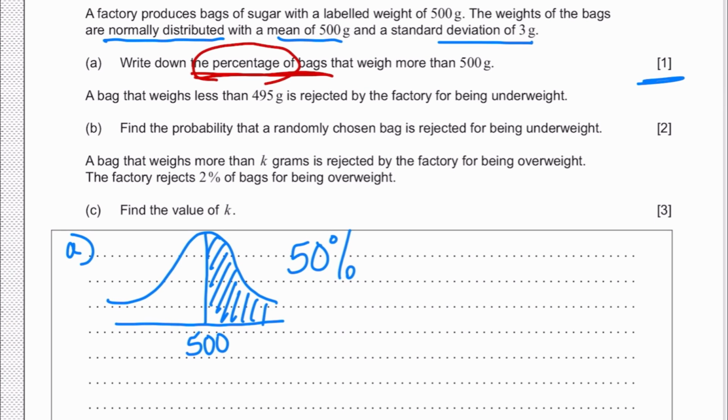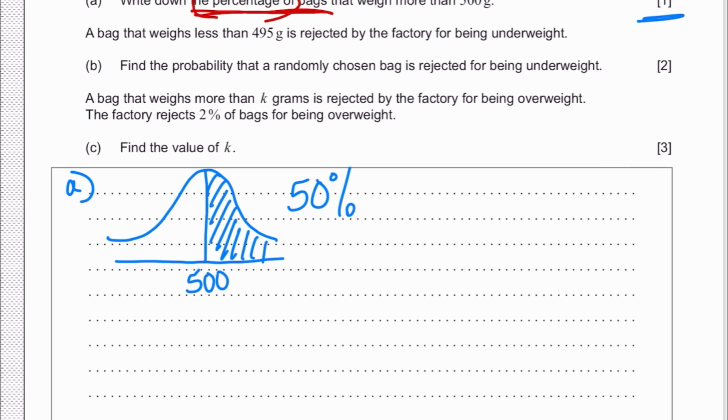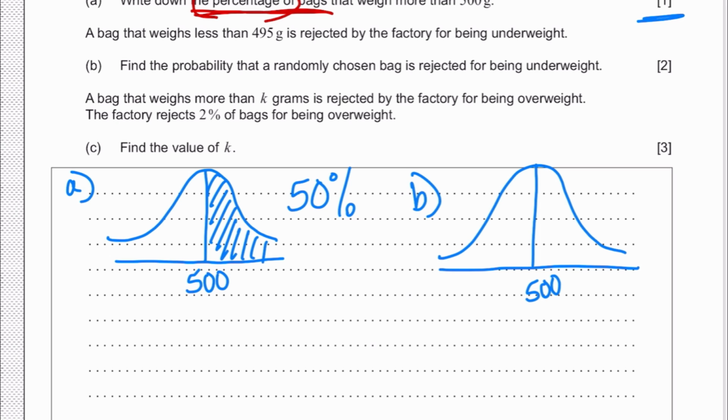Then it says a bag that weighs less than 495 grams is rejected by the factory for being underweight. Find the probability that a randomly chosen bag is rejected for being underweight. So for part B, again, doing a sketch is a really good idea for you to get some type of partial credit. So this in the middle is the mean. This is 500. And it says that any bag under 495 is rejected by the factory. 495 is somewhere to the left of 500. And any bag that is less than that, okay, so I'm going to shade all of this, is going to be rejected by the factory.